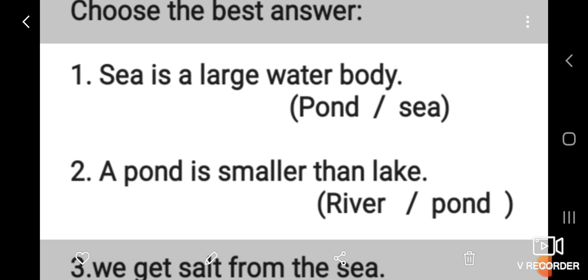Next, choose the best answer. First one is, C-H-O-O-S-E, choose. The, T-H-E. Best, B-E-S-T. Answer, A-N-S-W-E-R. Choose the best answer. That is, whichever answer is correct, we have to pick it and write it. Okay.